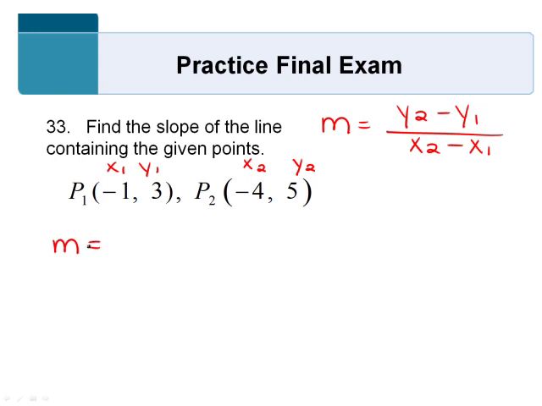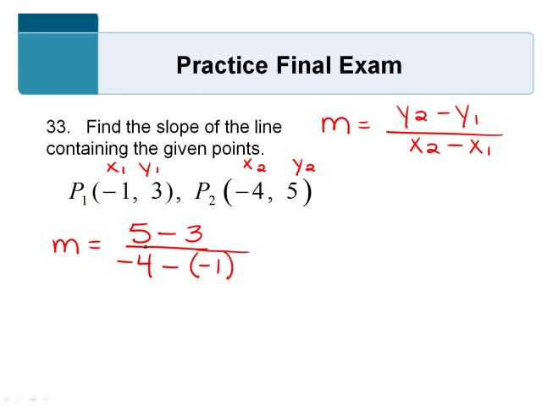Okay, we set it up over there. y2 is 5 minus, follow your formula, y1, which is 3. Then on the bottom, x2 is negative 4. Bring down the minus sign. And x1 is a negative 1. So you have to have all those signs there.